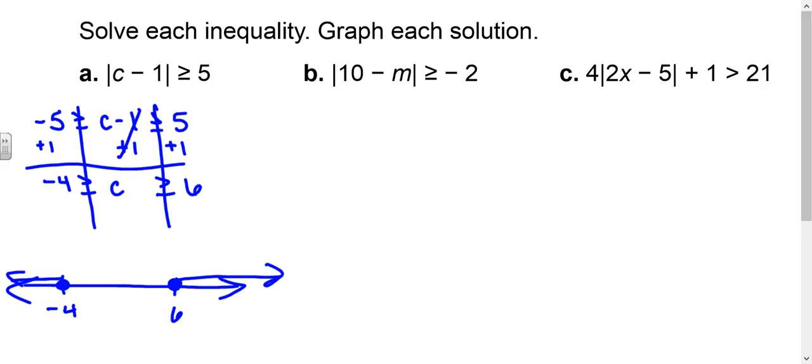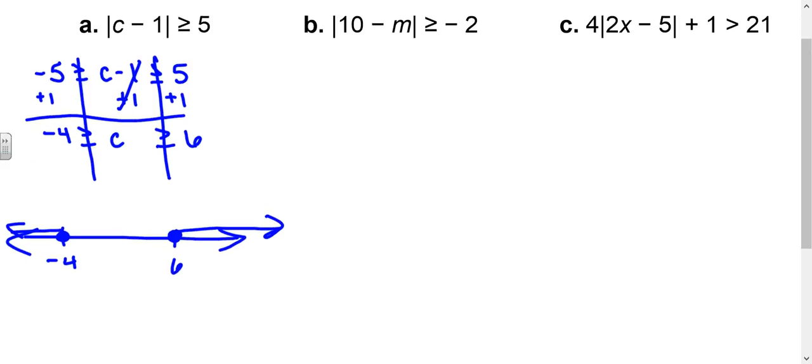Now we can check our solution, because if I plug in a number greater than or equal to 6, it should work. And if I plug in a number less than or equal to negative 4, it should work. If you plug in a number in between, it will not work. So let's try that. Let's pick a number between negative 4 and positive 6. We'll pick 2. So we have the absolute value of 2 minus 1 is greater than or equal to 5. 2 minus 1 is just 1. And the absolute value of 1 is 1, and 1 is not greater than or equal to 5. So we know that they should point away from each other and not connect.